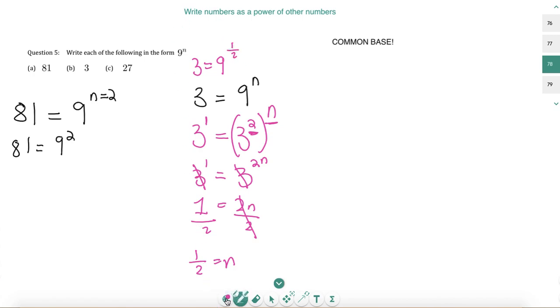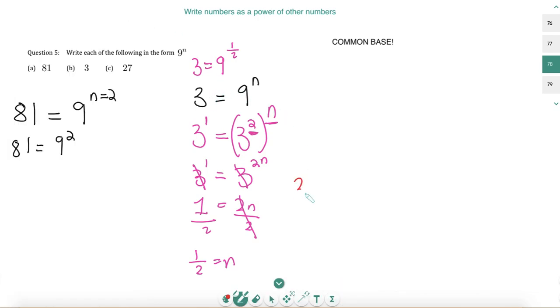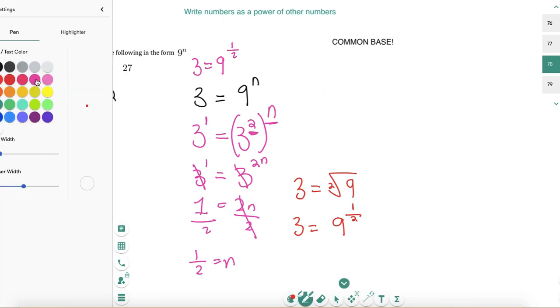Another way you could have solved this is just think of your indice rules. Another way to get from 9 to 3, 3 is just the square root of 9. And if you think back to your indice rules, since we're rooting, the indice has to be a fraction. Square root means we're rooting by 2, so to the power of 2. And 9 is just being powered by nothing, so powered by 1. So that's another way you could find the answer: 9 to the power of 1/2. So you can either use the common base method or just think about the fact that the square root of 9 is just 3. I like to use the common base method because it works on most questions.